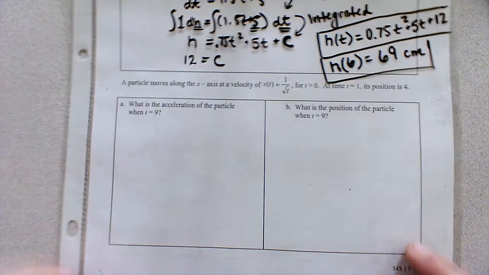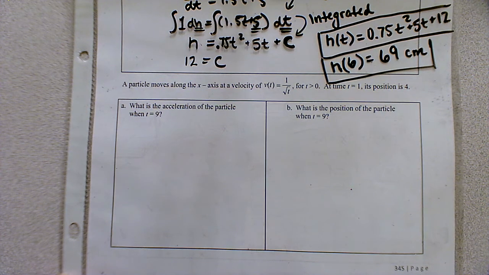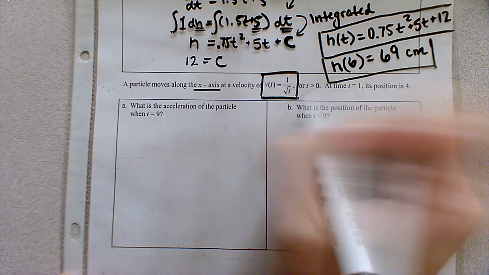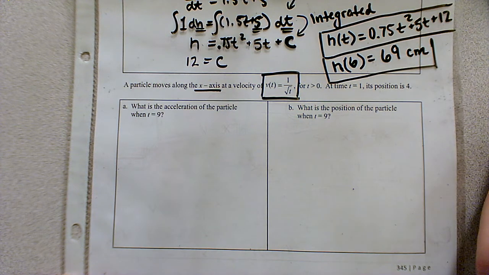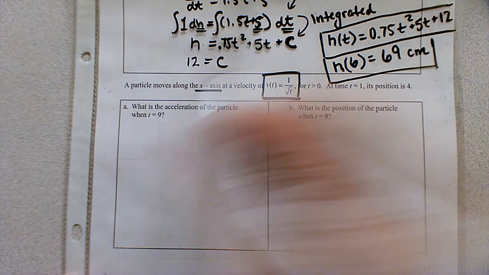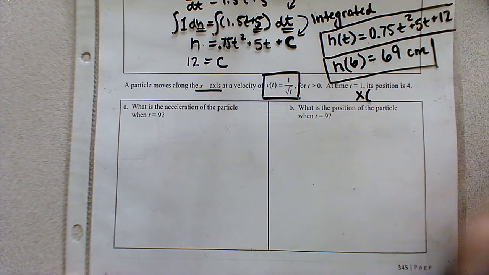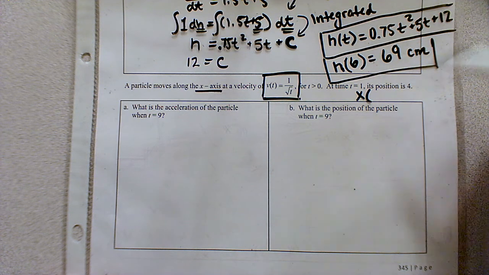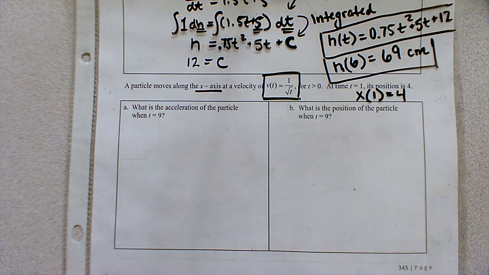We can also maybe take an approach of particle motion related to these antiderivatives. So a particle moves along the x-axis, meaning left and right, and they give us the velocity function. At time 1, its position is 4. So it's moving along the x-axis, so maybe I'll use x to represent position on the x-axis. You could use p for position. They don't really specify what you should call it, so it's completely up to you. But maybe I'll say x of 1 equals 4.